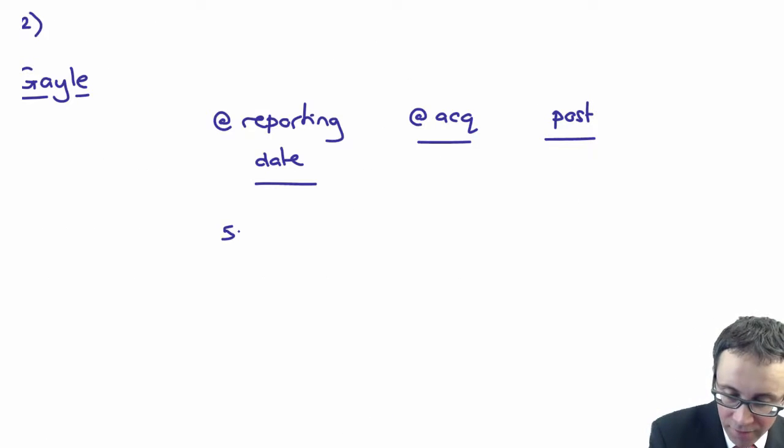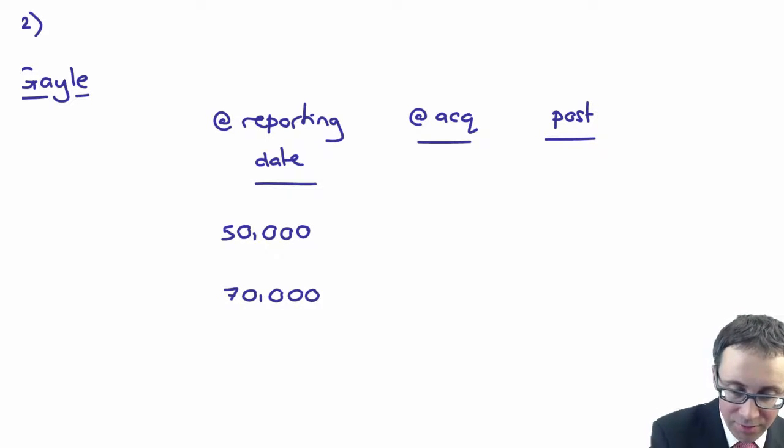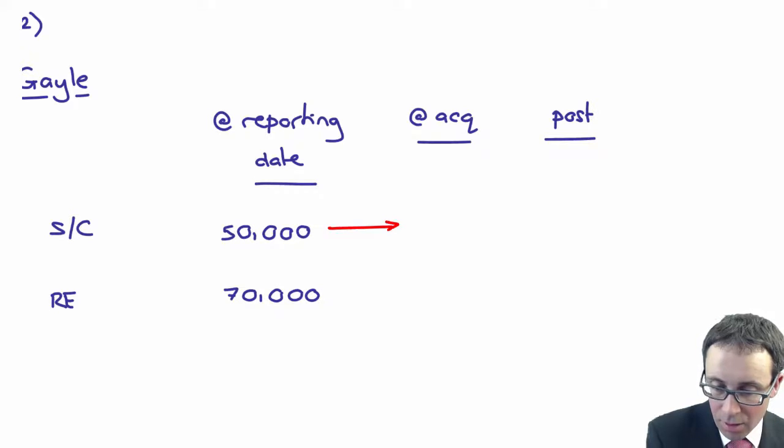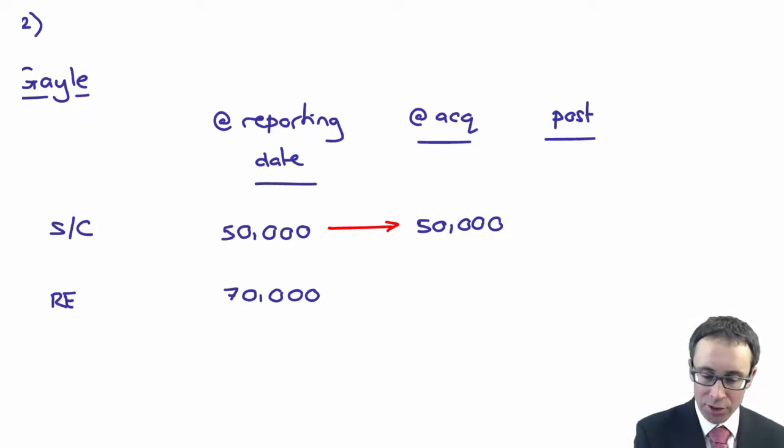So you've got the 50,000, 70,000 being share capital, retained earnings. Share capital doesn't change, so that is always going to be 50,000. We need to find the retained earnings at the date of acquisition.